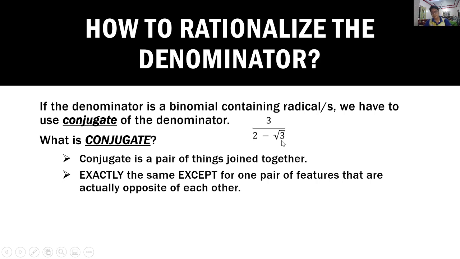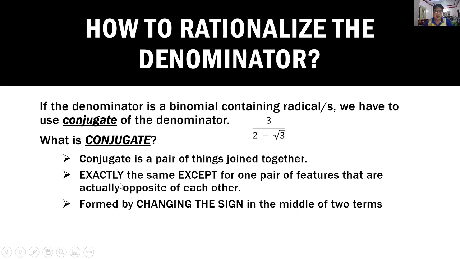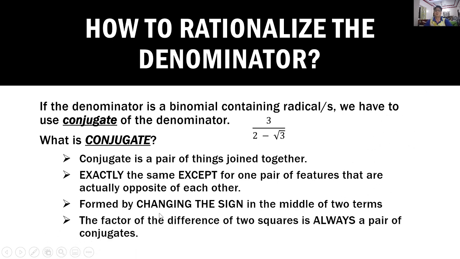Okay, tuloy natin. The conjugate is formed by changing the sign. Ano raw ang papalitan? Changing the sign. Saan? In the middle of the two terms. Binomial, dalawang term. Asan ang gitna? Middle, ayun. Ito ang papalitan. Formed by changing the sign in the middle of the two terms.